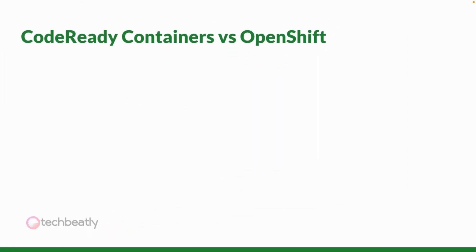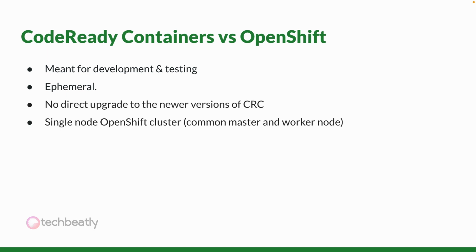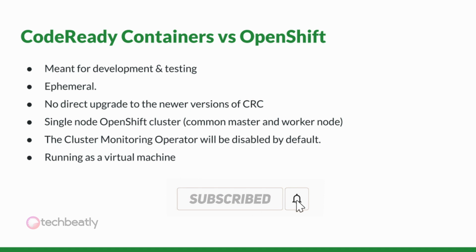There are many differences between CodeReady Containers and actual OpenShift clusters. First of all, CodeReady Containers are meant for development and testing, and this OpenShift cluster is ephemeral. You cannot directly upgrade to a newer version of CRC, as there is no supported upgrade path. It is a single node OpenShift cluster where the node will behave as both master and worker node. The cluster monitoring operator will be disabled by default.